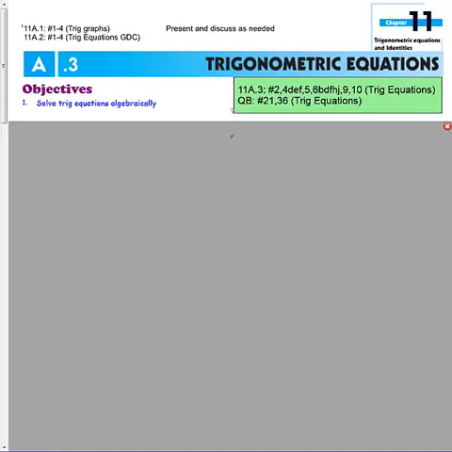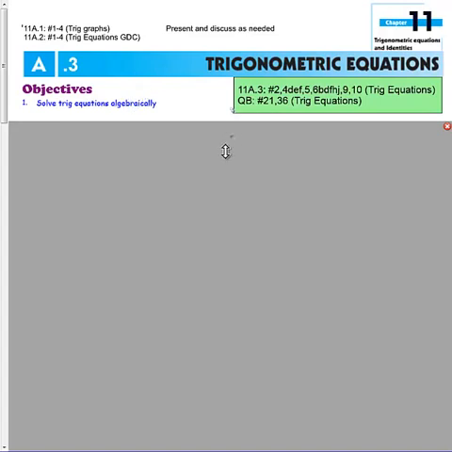Okay, last time we looked at solving trig equations by looking at graphs or by working with a calculator. And while we won't do the graphs a lot, we will do the calculator more often. However, most often what we're going to do is solve these trig equations algebraically. So that's what we want to talk about today.